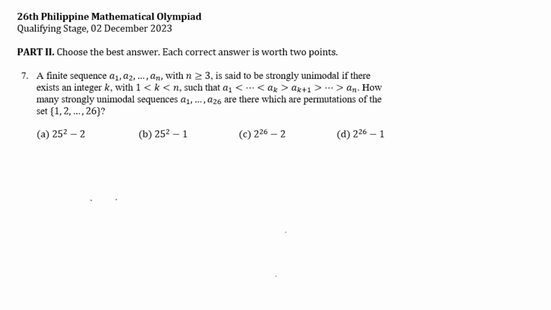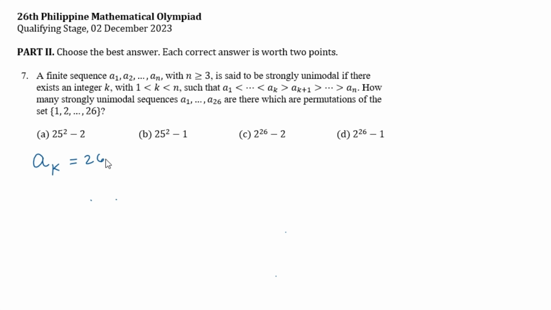Alright. From the given inequality, a sub k has to be the largest because if you observe, a sub k is greater than all the numbers to its left and all the numbers to its right. So a sub k has to be equal to 26. Now, we still have 25 remaining numbers from 1 to 25. And what remains to be done now is to divide these numbers into two sets such that one set is placed to the right of 26 and the other to the left of 26.